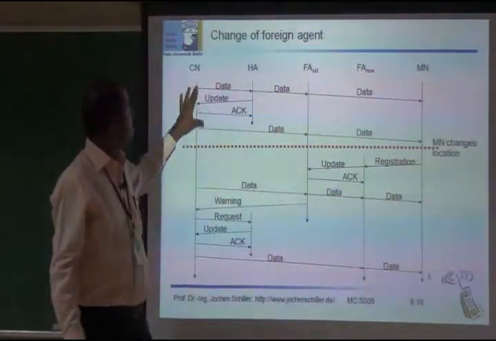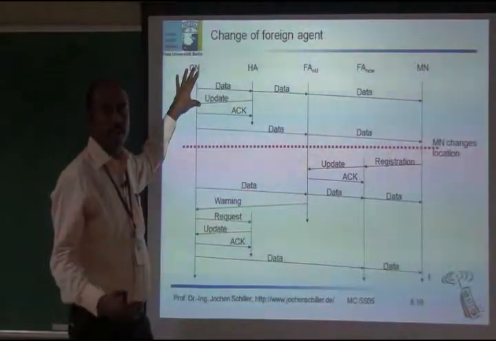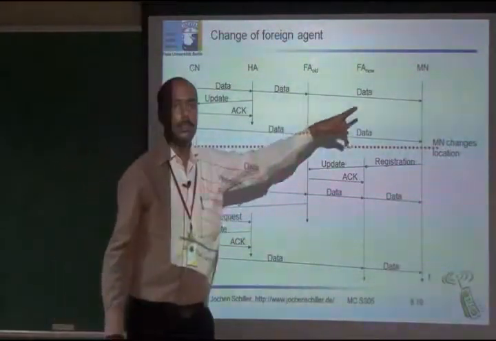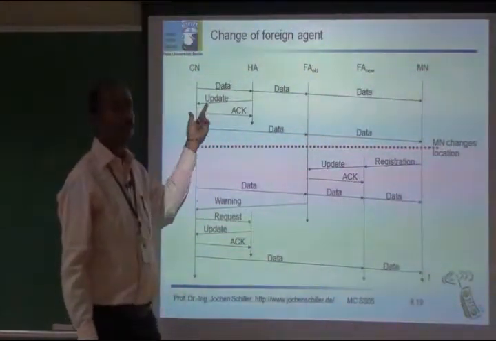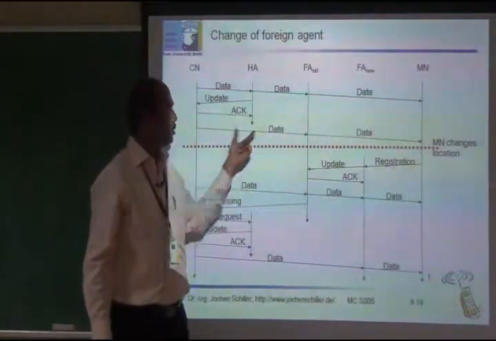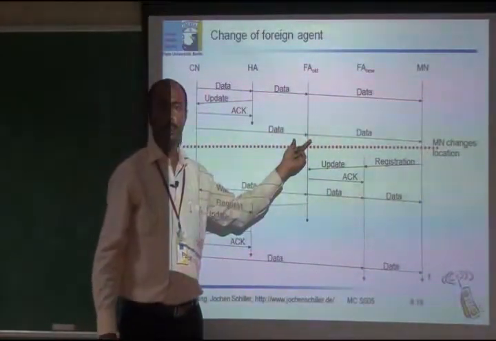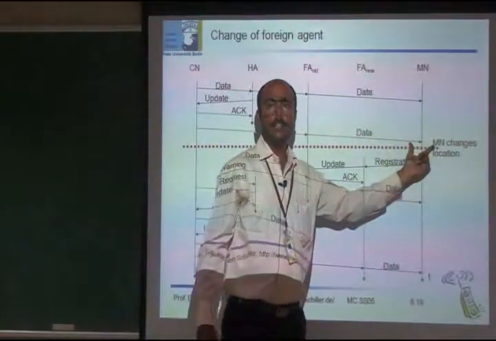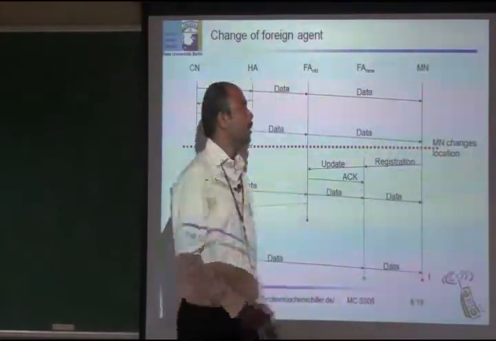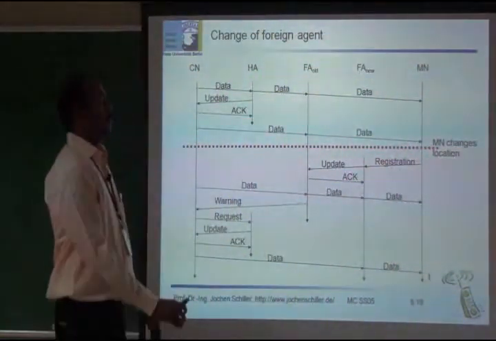The second phase is when the correspondent node once again wants to communicate with the mobile node. Now it knows the address of FA old, so it will directly communicate with the FA old, and the FA old directly communicates with the MN. So this is the second phase.